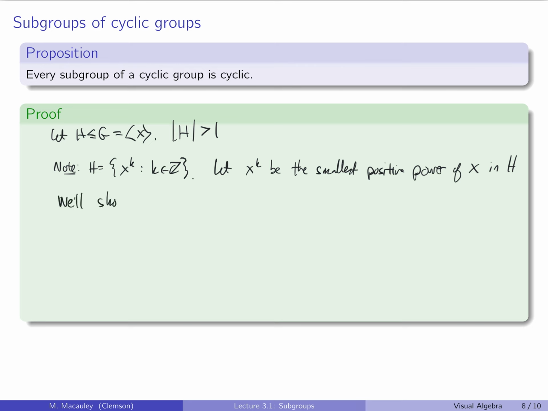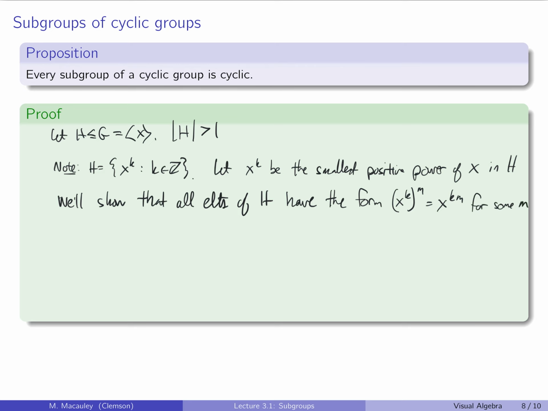We'll show that all elements of H are some power of this. So what does that mean? That means they have the form (x^k)^m, which is just x^(km), for some natural number m.